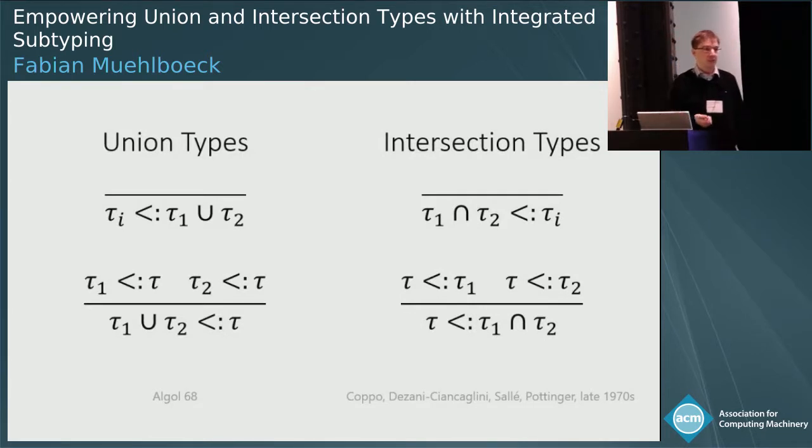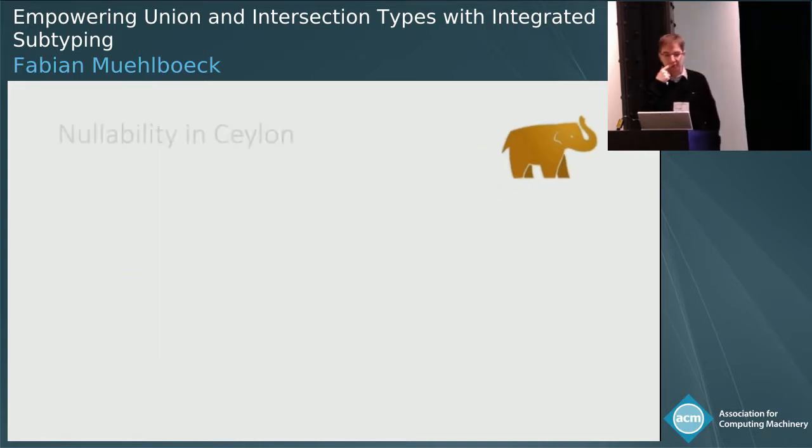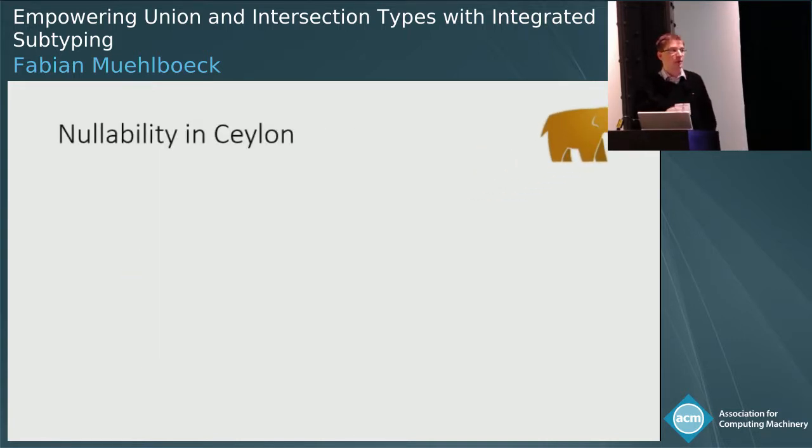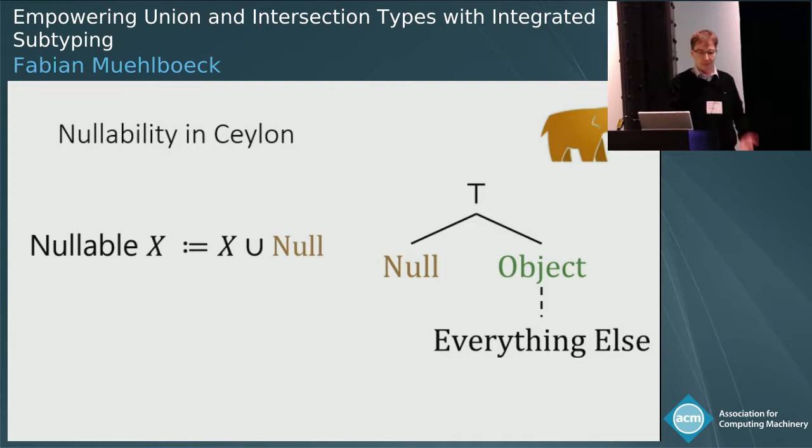And while these are rather old concepts, they have only recently started showing up in major programming languages. One of them is the programming language Ceylon, whose developers wanted to use union and intersection types to model features like nullability and several others. So in Ceylon, the type hierarchy starts with top, and then there are two special types called null and object, which are disjoint, and everything else is a subtype of object. In contrast to Java, where the null value is a value of every type, here null is only a value of this null type. And in order to get nullable types of anything else, you need to union them with this null type.